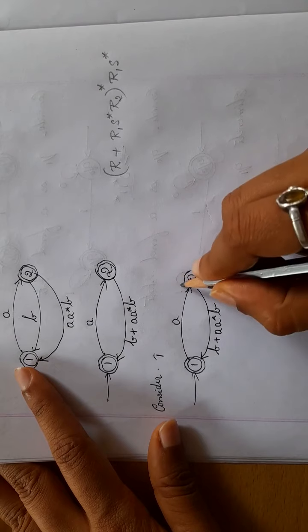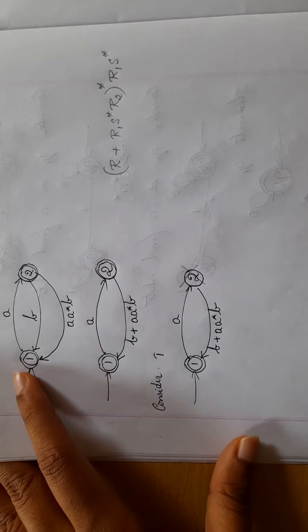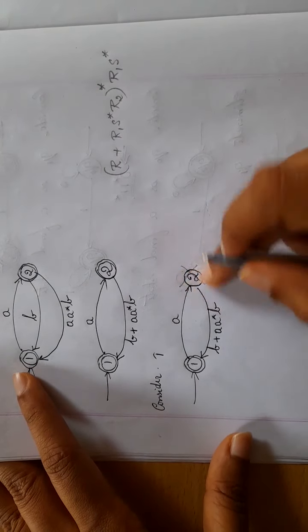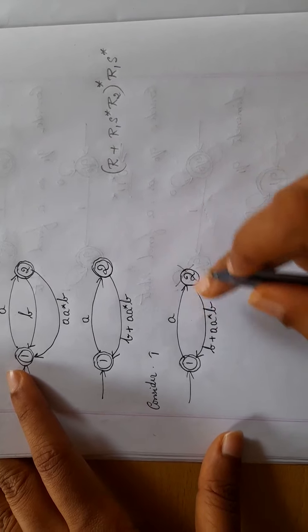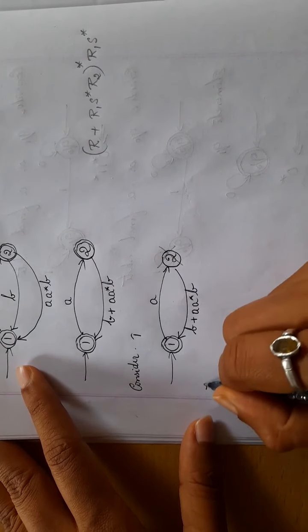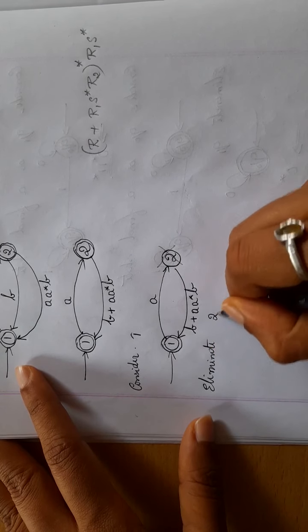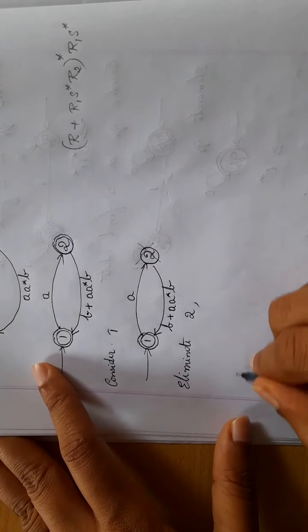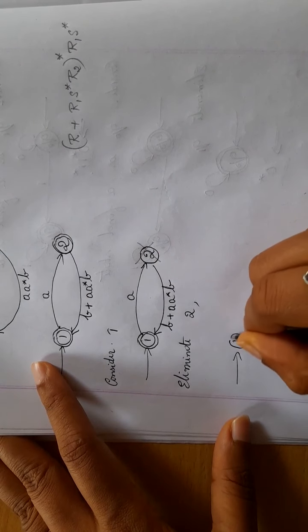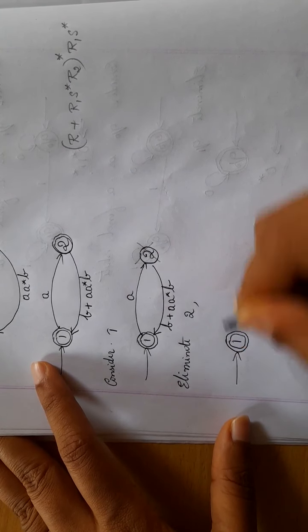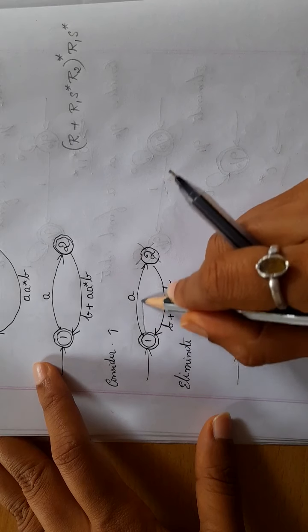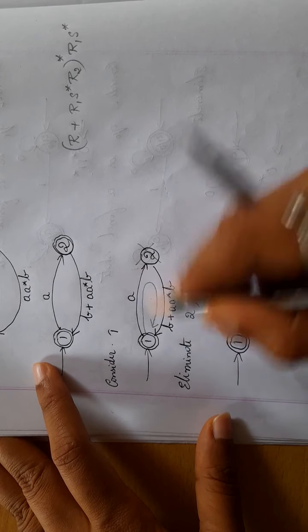So what will I do? I will eliminate 2. So don't apply this because this is not a final state. Eliminate 2, which is the intermediate node. When I eliminate 2, I am left with 1. So I have a path here, 1 to 2 and then 2 to 1. So I have a loop.